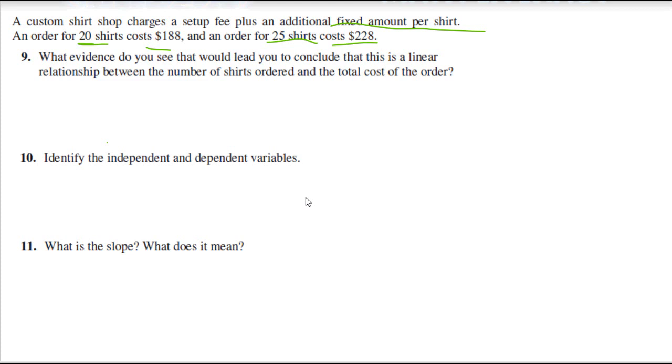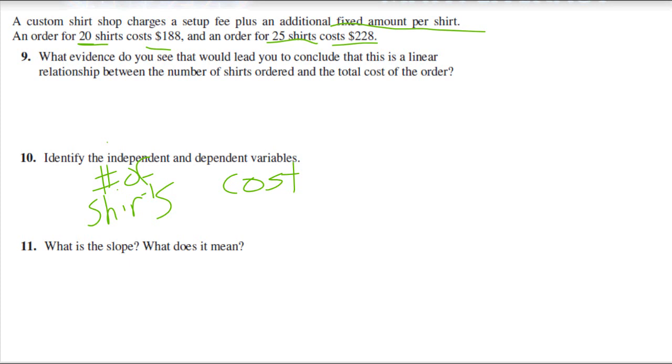Identify the independent and dependent variables. So you're going to make the choice on how many shirts to order. The cost is going to depend on that. So number of shirts is independent and the cost is dependent. I should mention you're supposed to be writing these out as complete sentences. I just don't want you to sit there while I write this as a complete sentence. And anyway, try question 11. And you should be able to do question 11 if you did the Did You Get It? But restart the video once you're done.